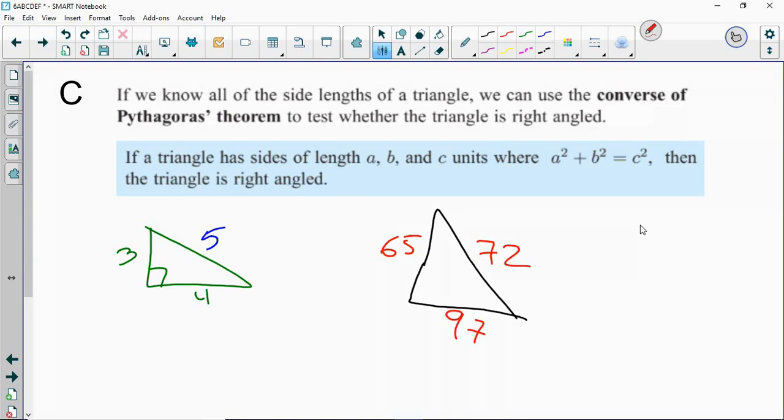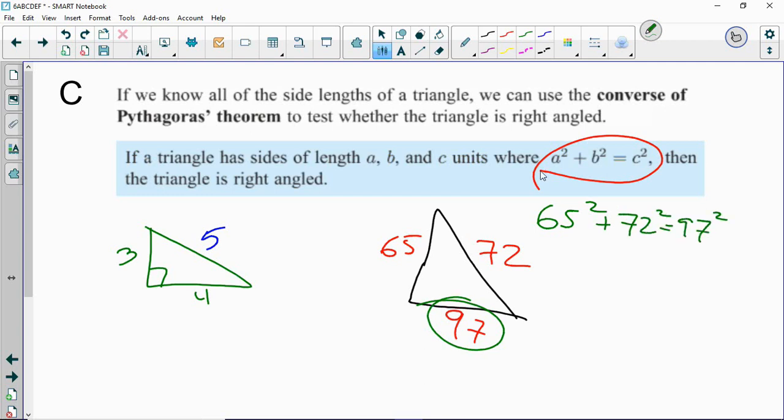So here's a triangle. It's not drawn to scale. Is it a right triangle? We can check: do the sides exhibit this property, that when we square two sides and add them together, we get the third side squared? And it's not a huge guessing game, because if this were a right triangle, which side would have to be the hypotenuse? The longest side, 97. So we can just grab a calculator and check: is 65 squared plus 72 squared equal to 97 squared? Indeed it is. That means that this was a right triangle the whole time.